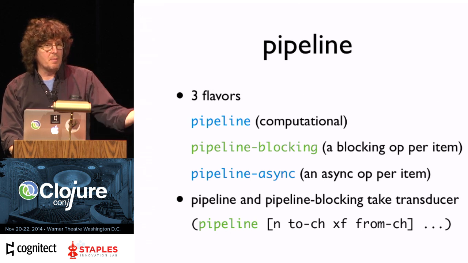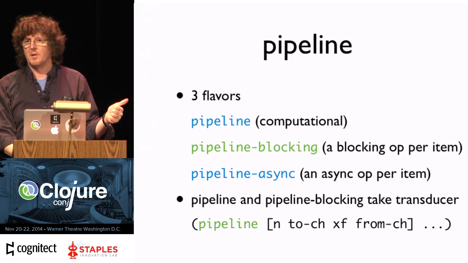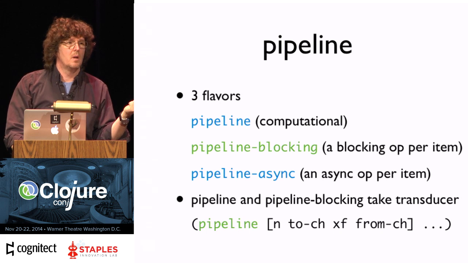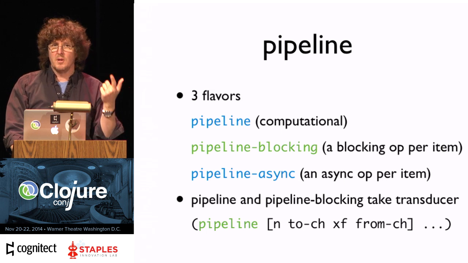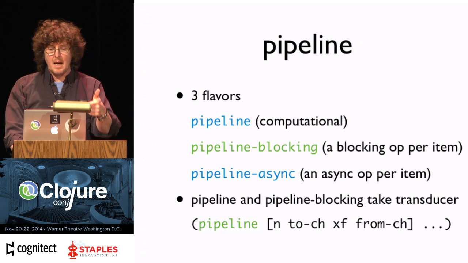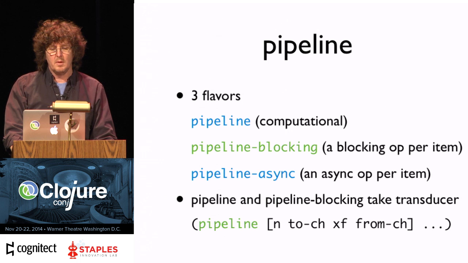There's three flavors. There's pipeline itself, which is for computational purposes. Exactly what the transducer is for, right? So don't block in this thing. Don't call an async function in this thing. You're just here to calculate. It's going to use the right threads internally to do that.